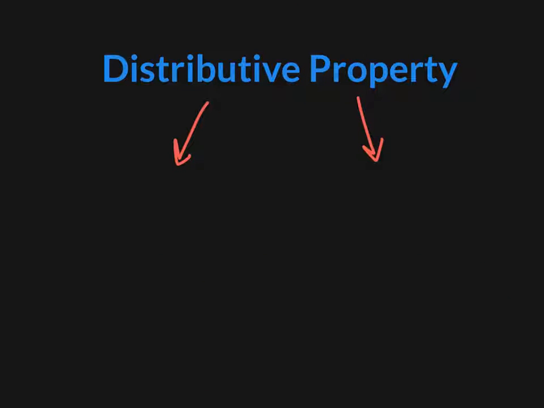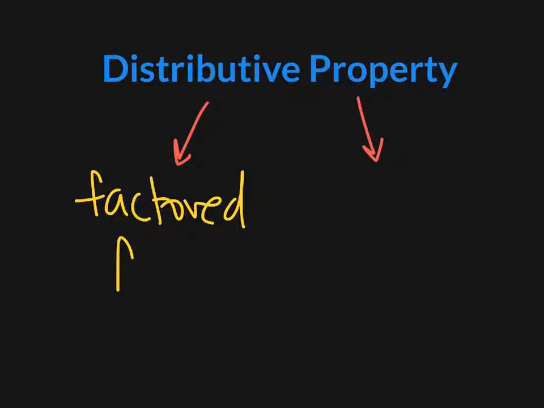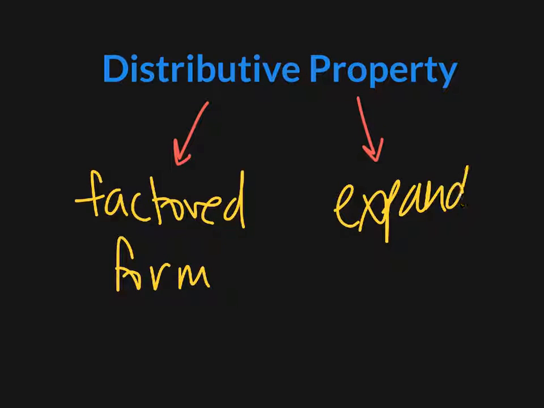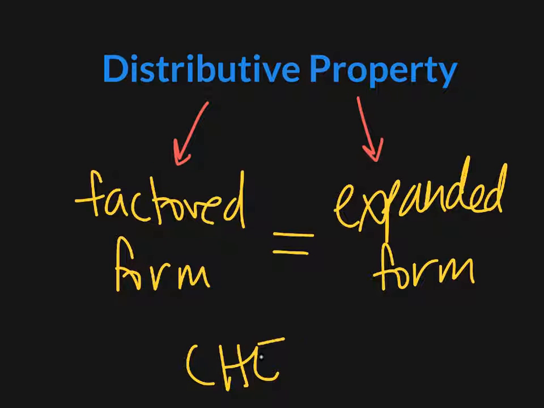So just to review the distributive property, we have factored form, and we have expanded form. And those two forms should always be equal to one another, and we should be checking to make sure that that is true.